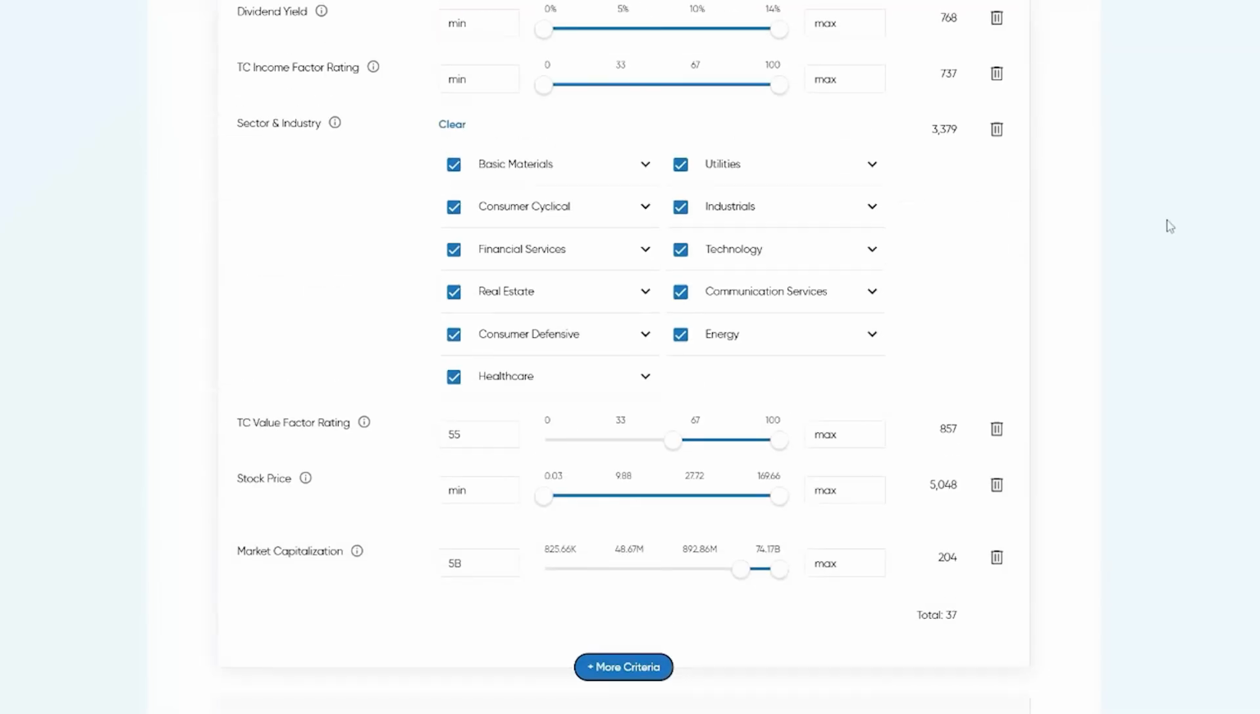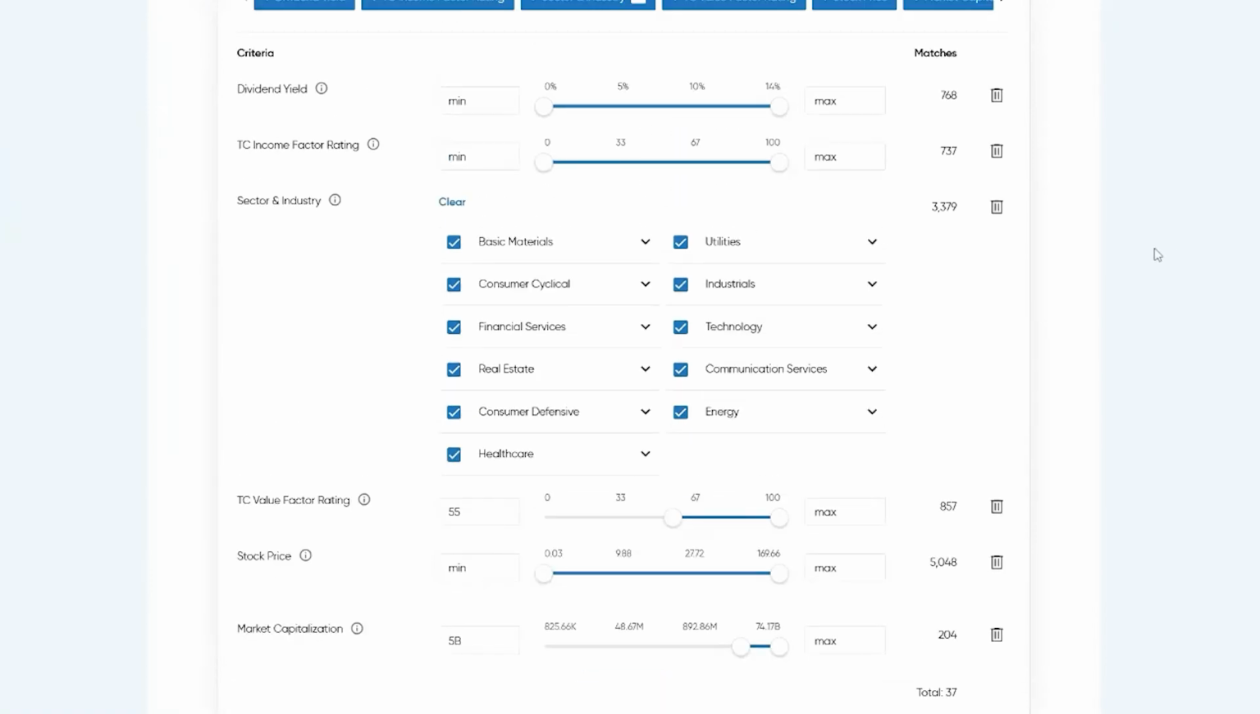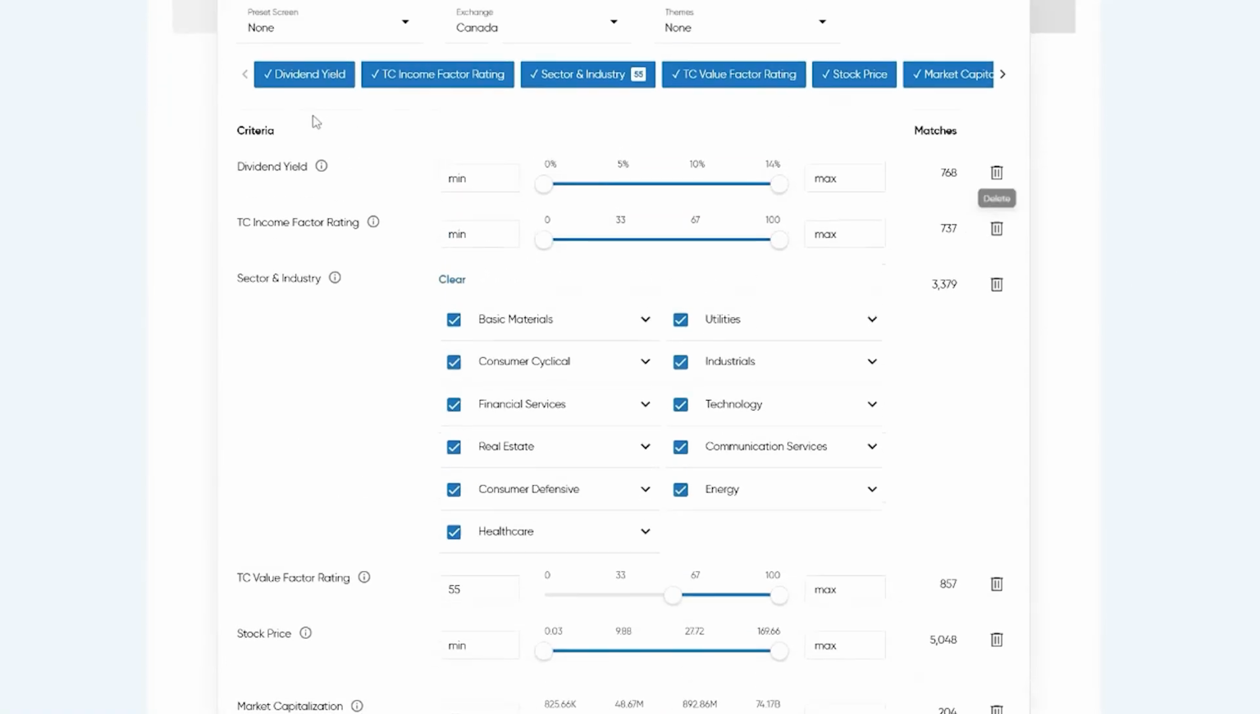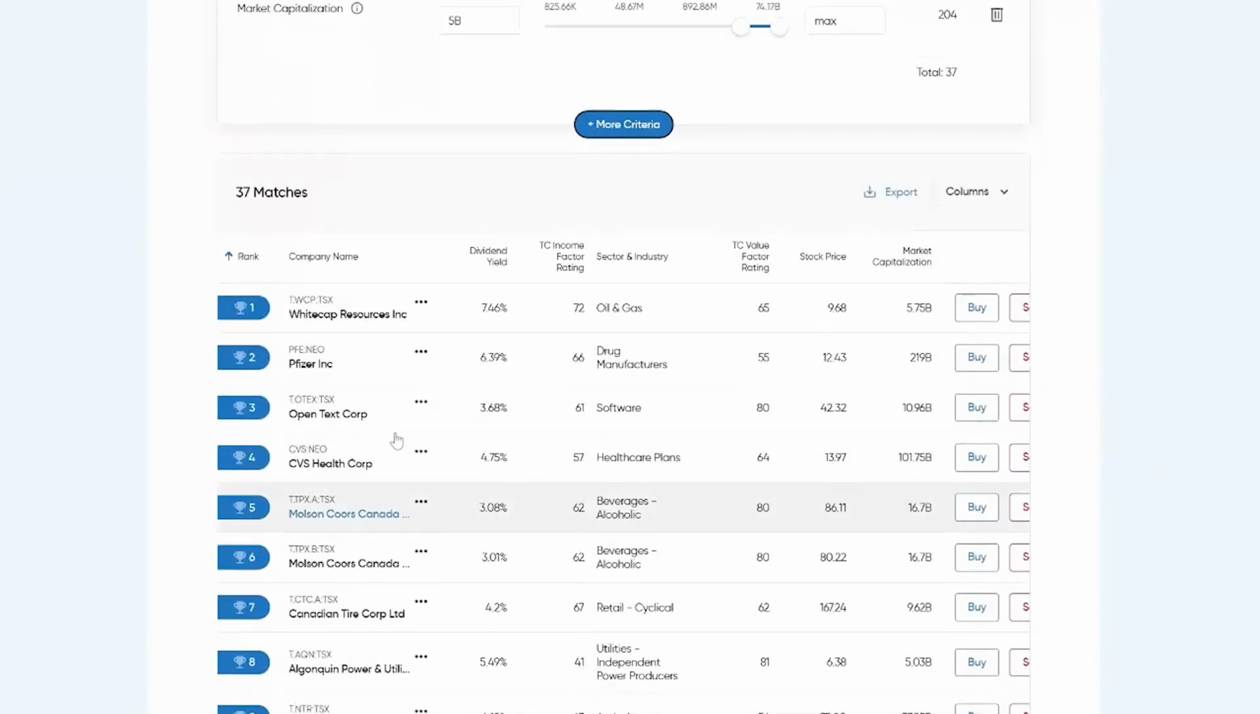So this is how fast you can screen for good fundamentals, in terms of a factor trading methodology, and focusing on other things that matter, right? In terms of the sector it's in and market cap. But what do we have now? Whitecap Resources, Pfizer, Neo Exchange, of course, has US names in there. CVS Health, Molson's still there. Canadian Tire is interesting. That's there as well.